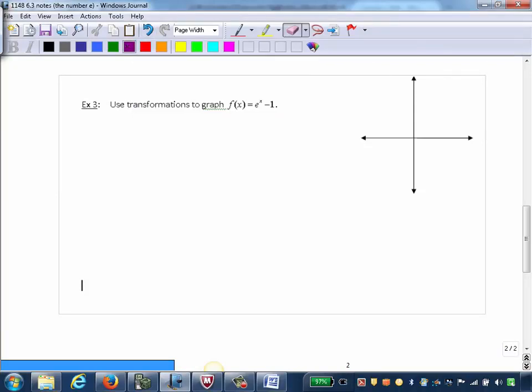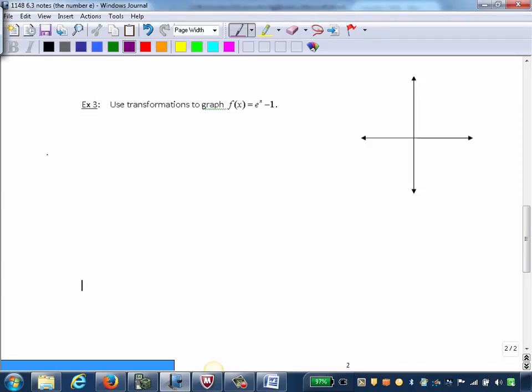Example 3. Use transformations to graph f of x equals e to the x minus 1. Since we're graphing using transformations, we want to first identify the parent function. If I cover up the minus 1, I'm left with a base of e raised to a plain x power. So I can see that this parent function would be e to the x power, the exponential function.